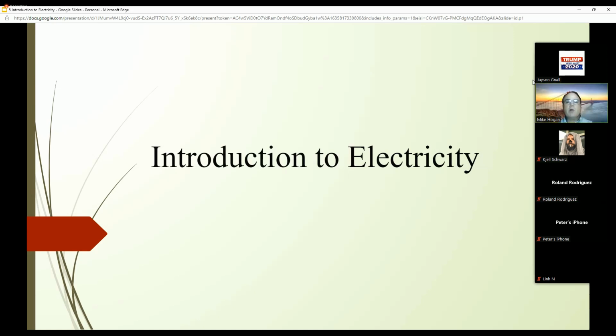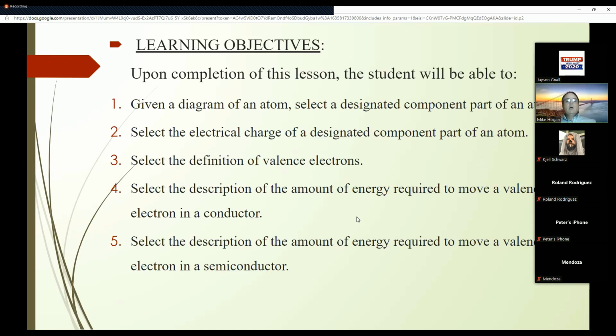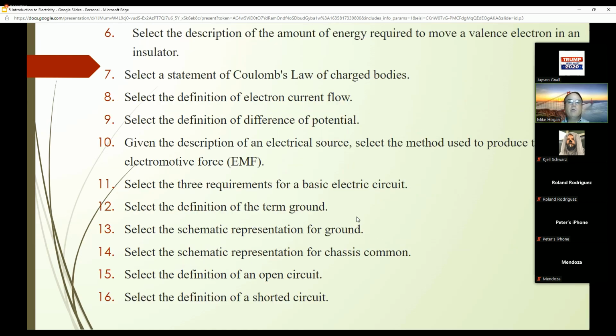All right, so we're going to go ahead and take a look at electricity. Can you guys see the introduction to electricity slide? Yeah, okay, great, perfect. So what we're going to do, hopefully, is talk about atoms. We're going to look at the different parts of an atom, and talk about those electrically charged parts of an atom. We're going to talk about some specialized electrons, those electrons that really will determine the material, whether it's a conductor, a semiconductor, or an insulator. And we're going to work through those things.